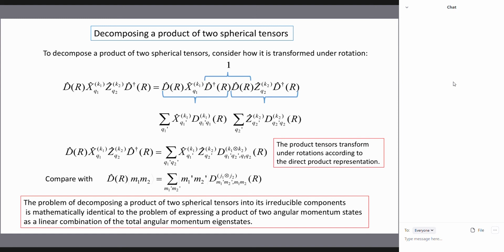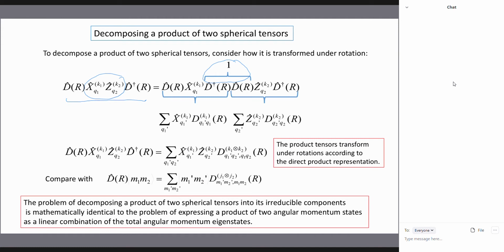We take the product of two spherical tensors and look at how the product transforms under rotation. So we rotate the product of the tensors, and then we insert just a unit operator in between the two spherical tensors, and we use the definition of spherical tensor.